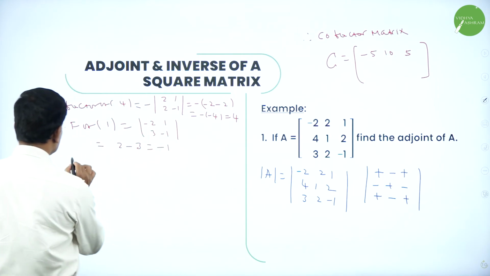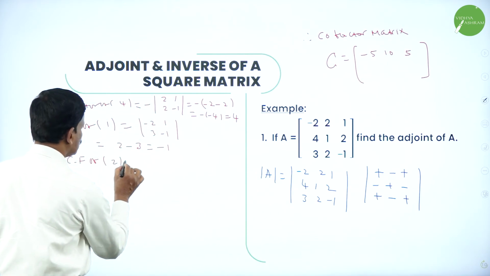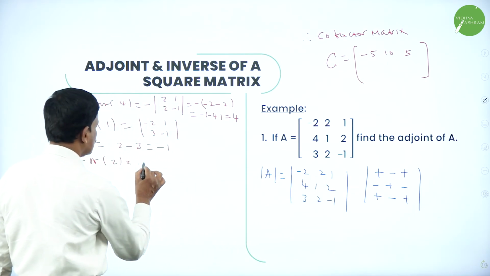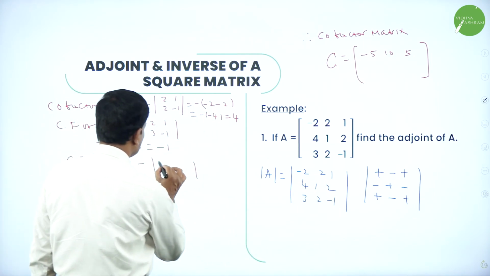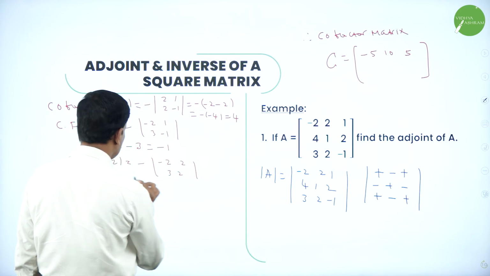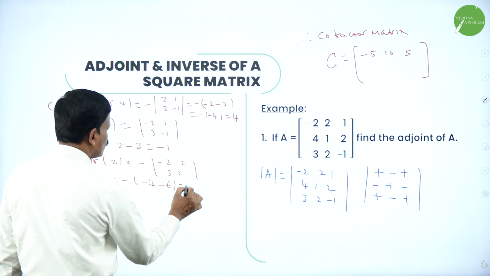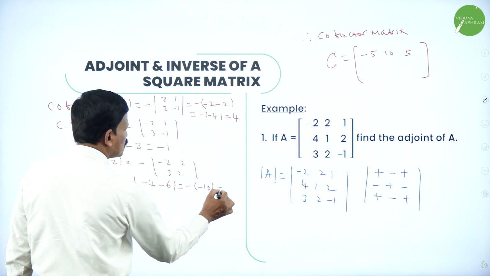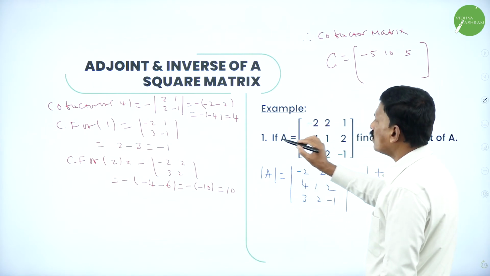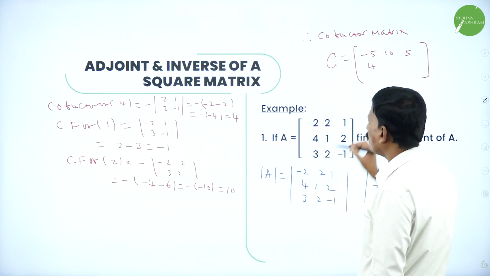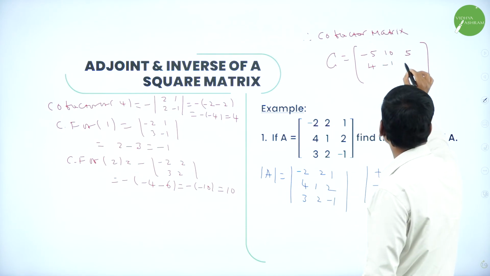Right. Next, the cofactor of the next element, it is 2. What is the sign? Minus. Delete the row and column containing it, this is gone. Minus 2, 2, 3, 2. This is equal to minus, 2 times 2 is 4, minus 3 times 2 is 6. Minus of minus 10, this is equal to plus 10. So, the cofactors for the second row are 4, minus 1 and plus 10.